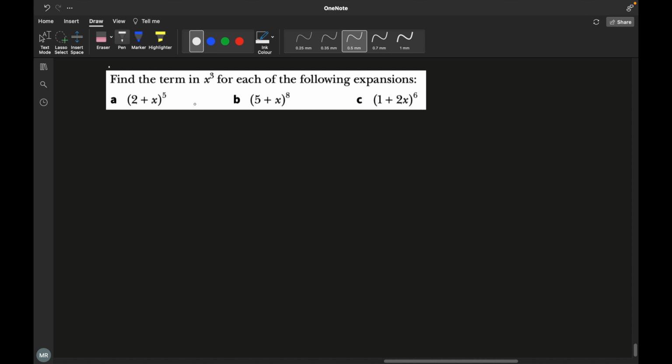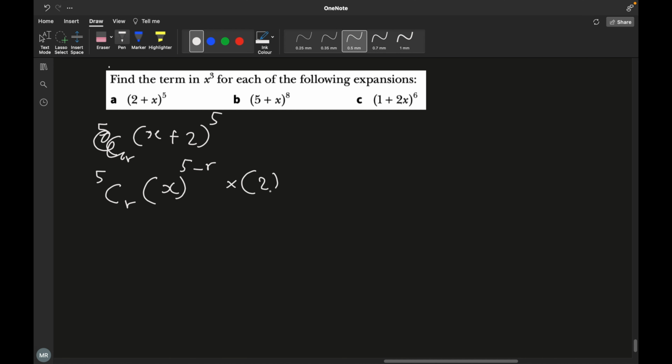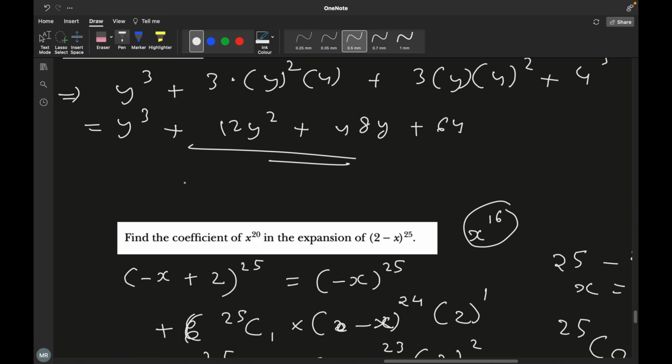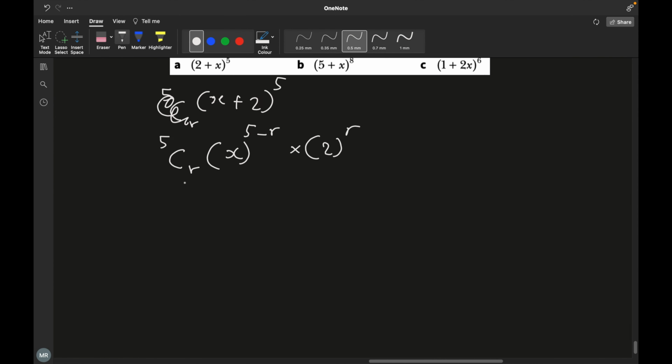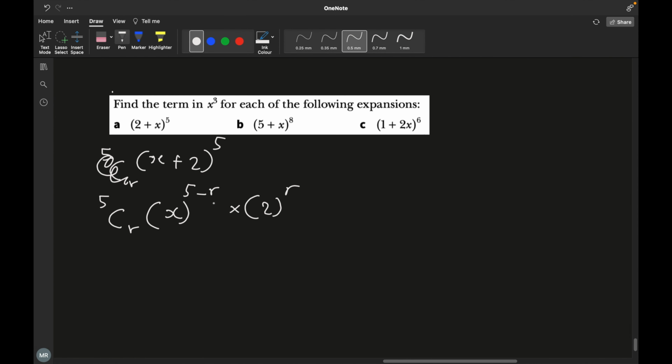So we know that, let's just rewrite this as x plus 2 to the power of 5. These two are basically the same thing. So therefore, we know that 5CR multiplied by x to the power of 5 minus r multiplied by 2 to the power of r. This is literally what we learned in the previous example, right? So now let's use the same concept to make this a lot simpler.